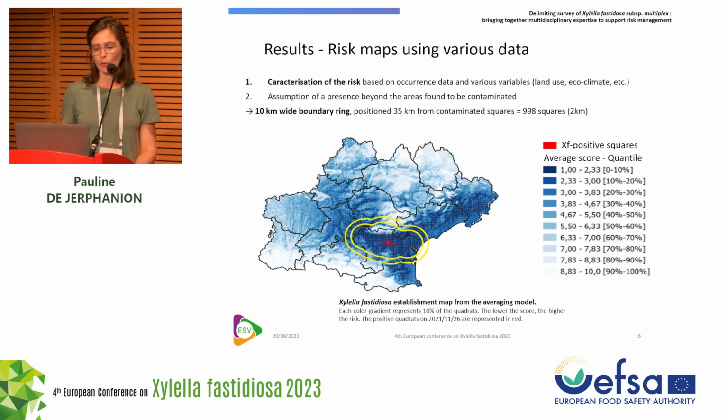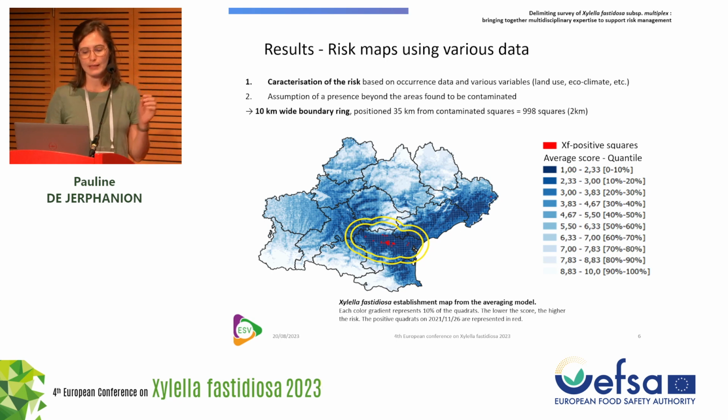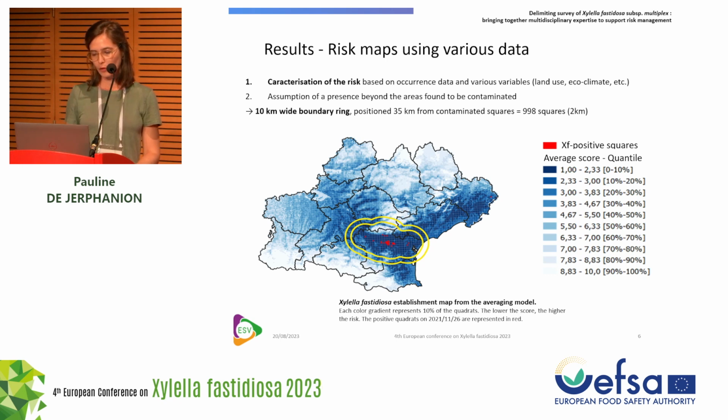At the same time, we conducted works to define this establishment map of Xylella fastidiosa. So it's a map on a grid of a resolution of 2 kilometer squares. And you can see the risk, so the darker the color, the higher the risk is. The working group assumes that the presence of the bacteria could be beyond the area already found contaminated, so out of the red plots you can see.